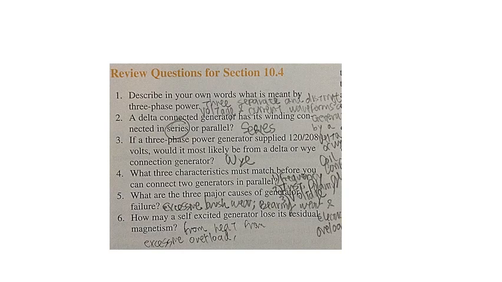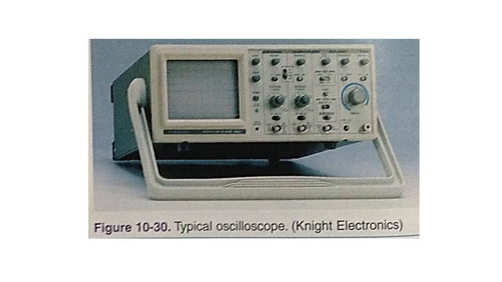10.5, the oscilloscope. The oscilloscope is a test instrument that permits observation of waveform patterns representing voltages in an electronic circuit. Figure 10-30. It is a priceless service instrument.